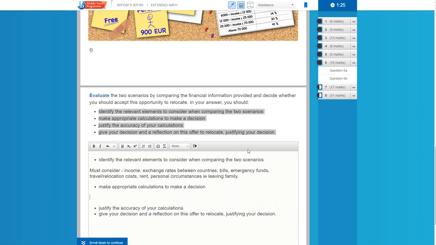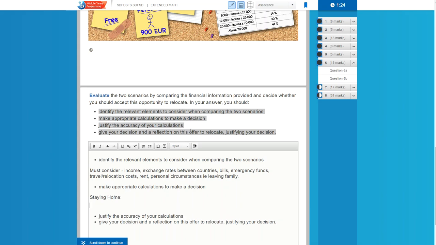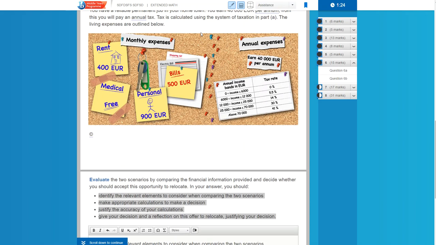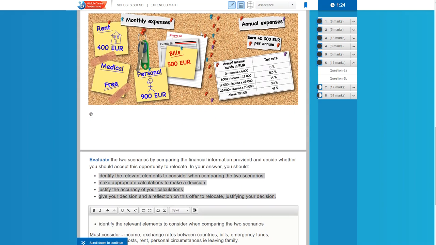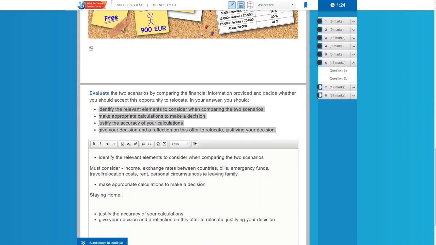Make appropriate calculations to make a decision. So, okay, look, you all pretty much set this out quite nicely, all right? But we're looking at the difference between either staying where they are or relocating to Denmark. So we're going to set it up with the first one, which is staying home, okay? And I'm going to do all of that first. So the wages, so what do we need to consider? Okay, income.